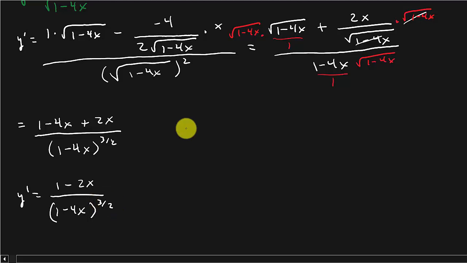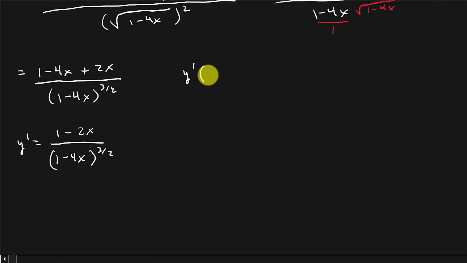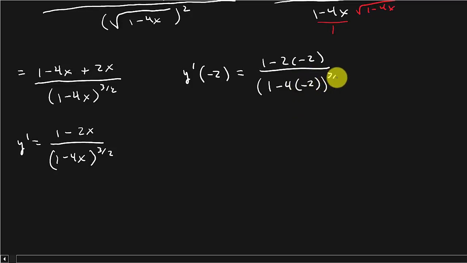And then what do they want us to do? They want us to find y prime of -2. So that's going to be 1 minus 2 times -2 over 1 minus 4 times -2 to the 3/2. And so that's going to be, what is that, 5 over 9 to the 3/2. All right.